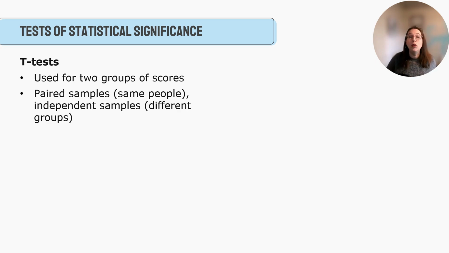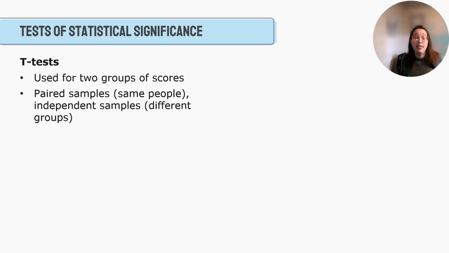T-tests are typically used when you have two groups of scores. It could be two different groups of people, or it could be your score on a pre-test and a post-test. So there's a couple different types. We have paired samples, where I'm going to give the exact same group of people test 1 and test 2, and I'm going to compare participant A's score on test 1 to test 2. I want to see, did participant A have a statistically significant increase from the pre-test to post-test?